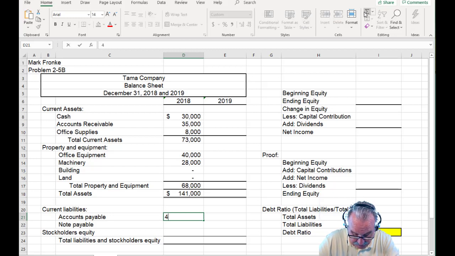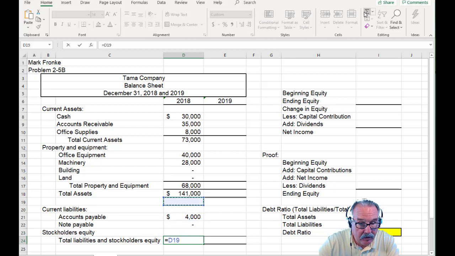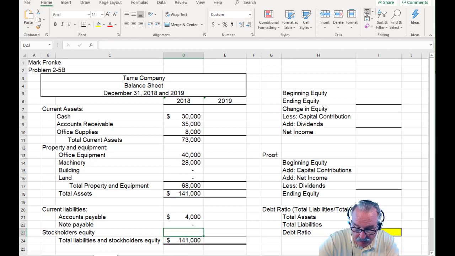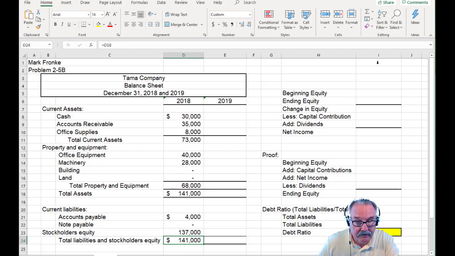Current liabilities, we've got 4,000. We don't have a note payable, and our stockholders' equity, we have to calculate that because we know that total assets are 141,000, so our total liabilities and equity have to be 141,000. So if we take ending liabilities and equity and subtract the accounts payable, we can calculate 137,000. That's our ending stockholders' equity. So our balance sheet is going to balance because we made it balance. We were not given stockholders' equity. We had to calculate it.